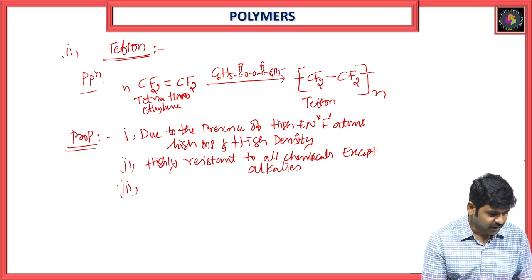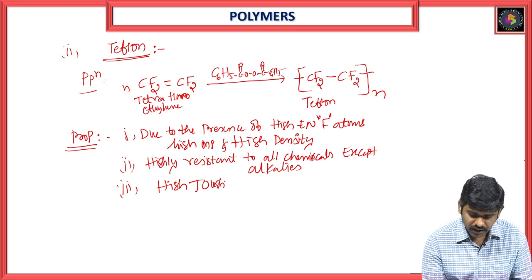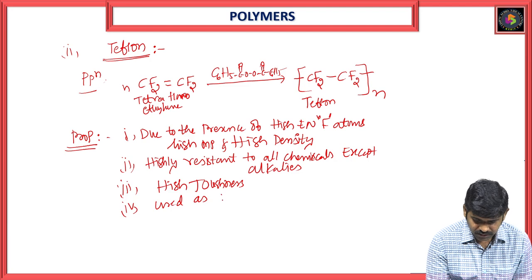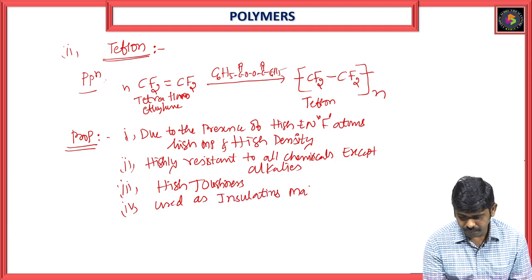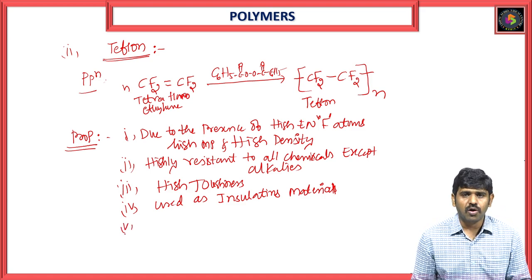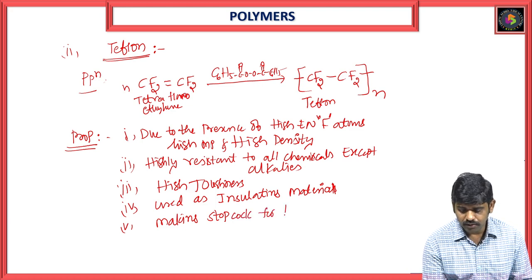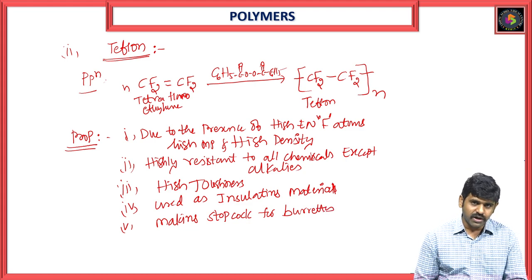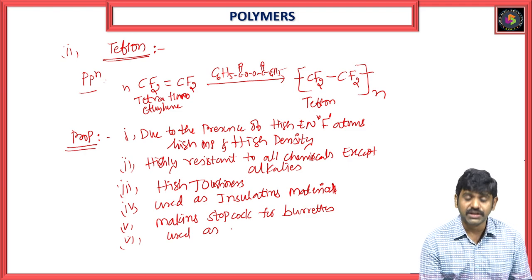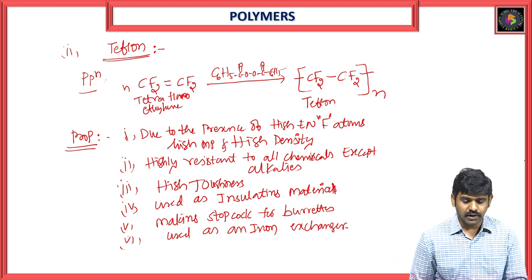Next, this Teflon also possesses high toughness. It is used as insulating material. It is mainly used for making stopcock for burettes. Next, this Teflon is also used as anion exchanger. So this is about Teflon.